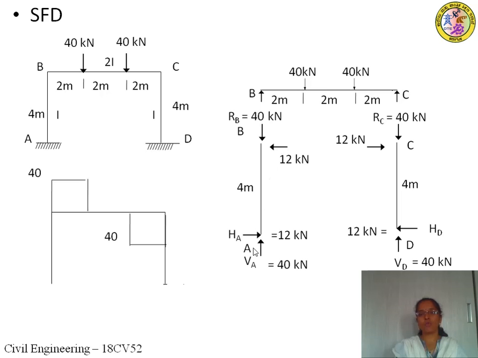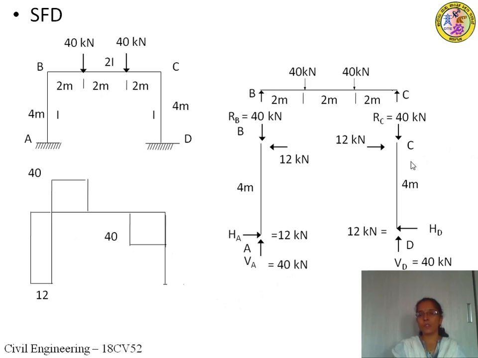So these two forces are inducing what type of couple? They are inducing anti-clockwise couple. So therefore the shear force is negative for AB member. What is the magnitude of the shear force? It is equal to 12. So this is the shear force diagram for AB member.